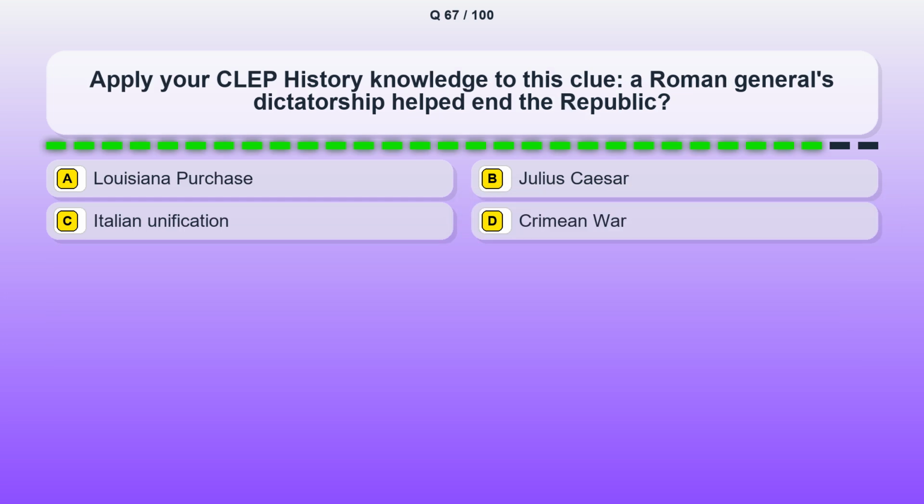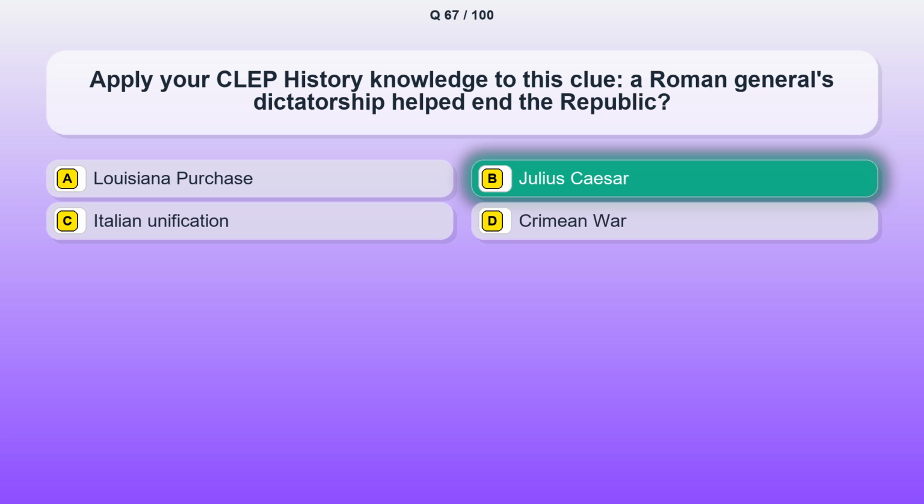Question 67. Apply your CLEP history knowledge to this clue. A Roman general's dictatorship helped end the Republic? Option A, Louisiana Purchase. Option B, Julius Caesar. Option C, Italian unification. Option D, Crimean War.